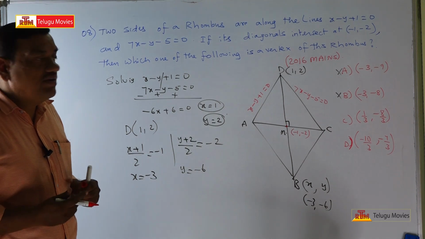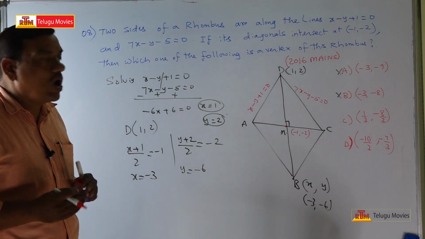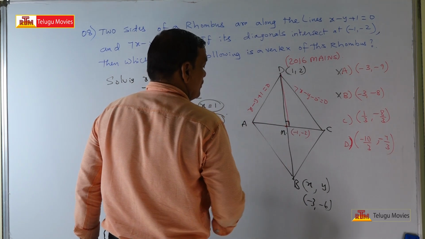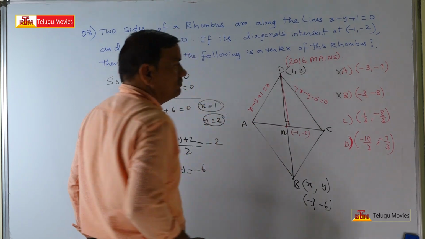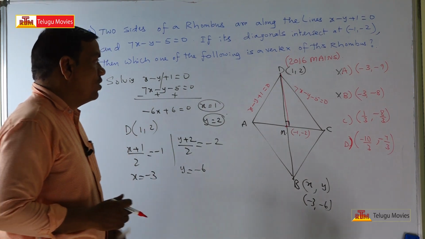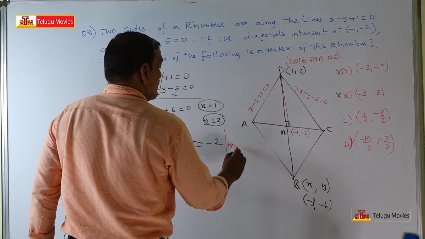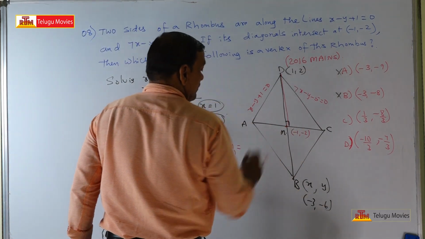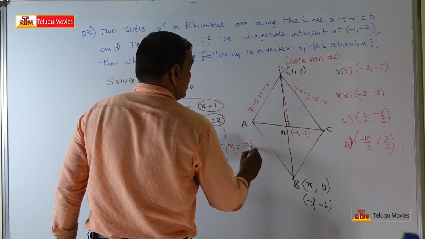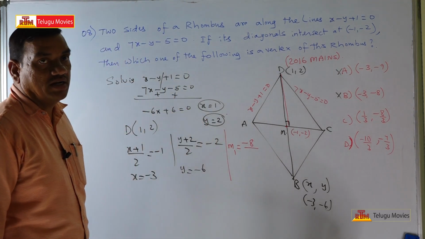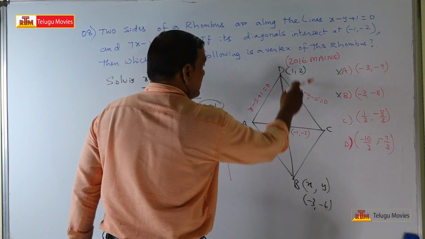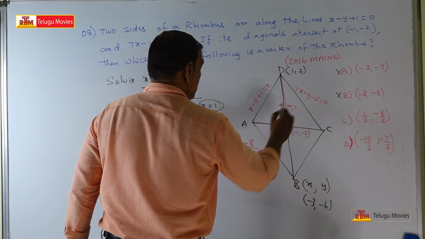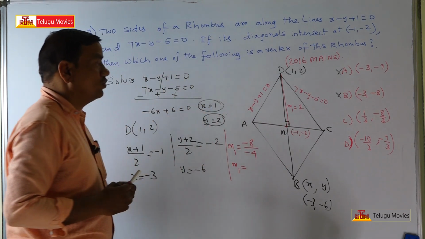Now, to decide between C and D, let us do option verification. Option verification means that if we know the slope of BD and the slope of AC, the product is equal to minus 1. What is the slope of BD? It is y2 minus y1 by x2 minus x1, that is minus 6 minus 2, minus 8, by minus 4. So the slope of this line is equal to 2.